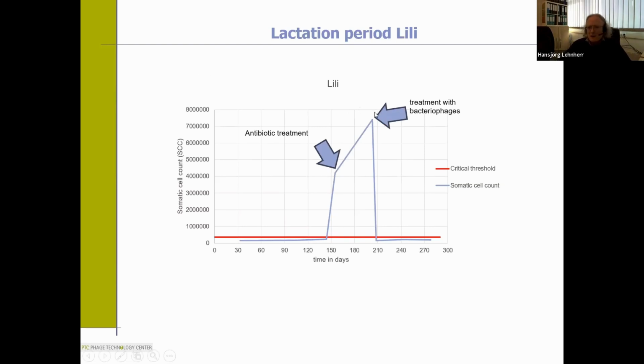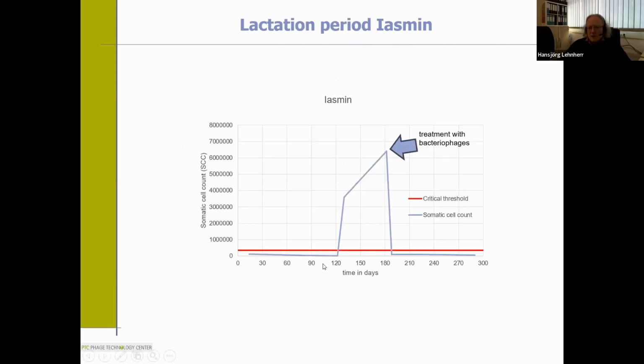So we did the treatment, and we see the somatic cell count drop to normal levels very quickly and then stay there. For the second cow, very similar. The first 120 days were fine. Then it apparently got infected with Staph aureus. This time the farmer did not treat with an antibiotic, but a mastitis doesn't go away if you simply ignore it, so the situation got worse. We treated the cow when it was above 6 million somatic cell count. Very quickly, the situation improved and stayed down there.